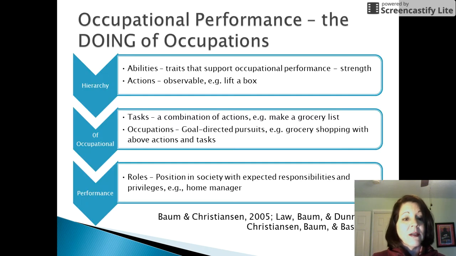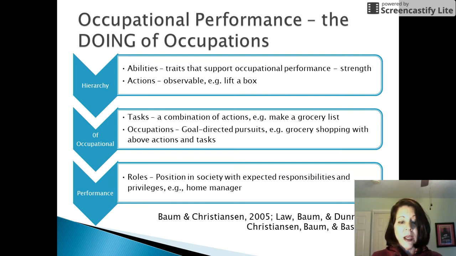They also have the sort of nested concepts idea, but they call it hierarchy of occupational performance. And instead of saying activities, they say abilities and actions. So abilities are first. These are some of our traits that we have. We may or may not be using them, but we have that ability. So we have strength. Actions then are what we do with that, like lifting a box. Tasks are a combination of our actions, like being able to make a grocery list.